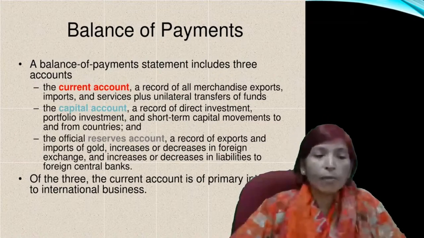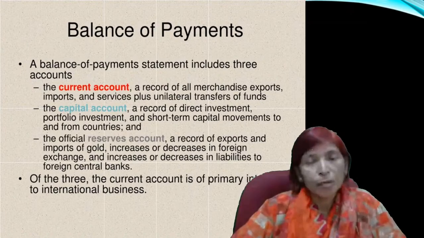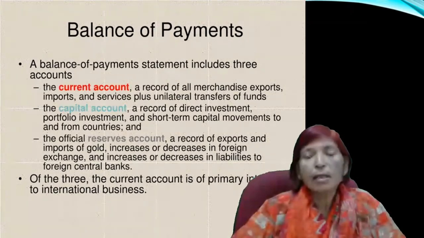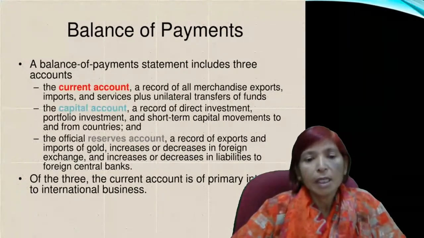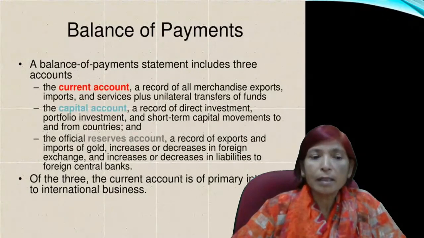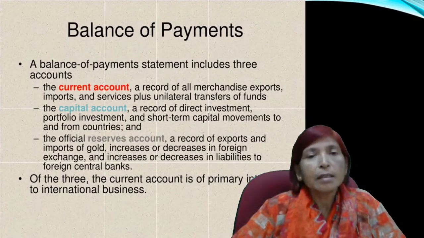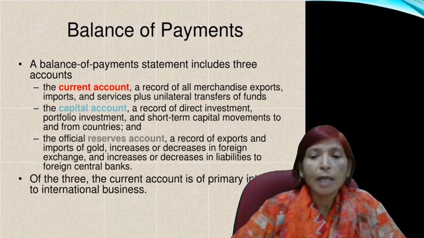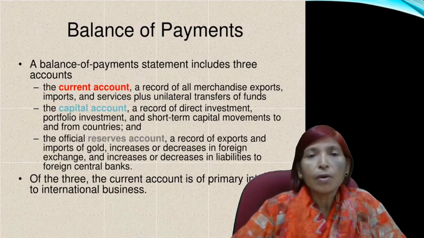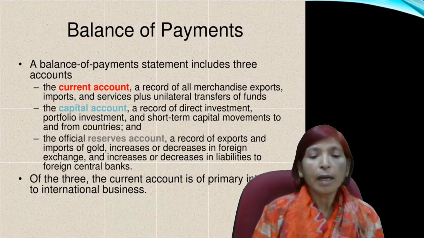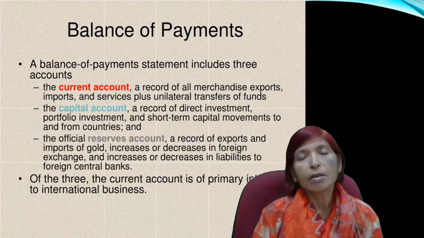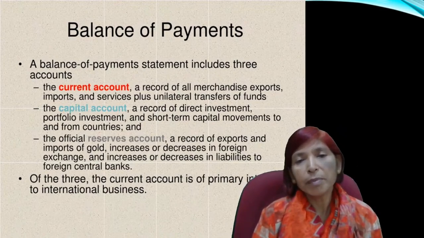And third is official reserve account. Official reserve account is a record of exports and imports of gold, increases or decreases in foreign exchange, and increases or decreases in liabilities to foreign central banks. So all these three components are included in balance of payment. Of the three, the current account is of primary interest to international business.